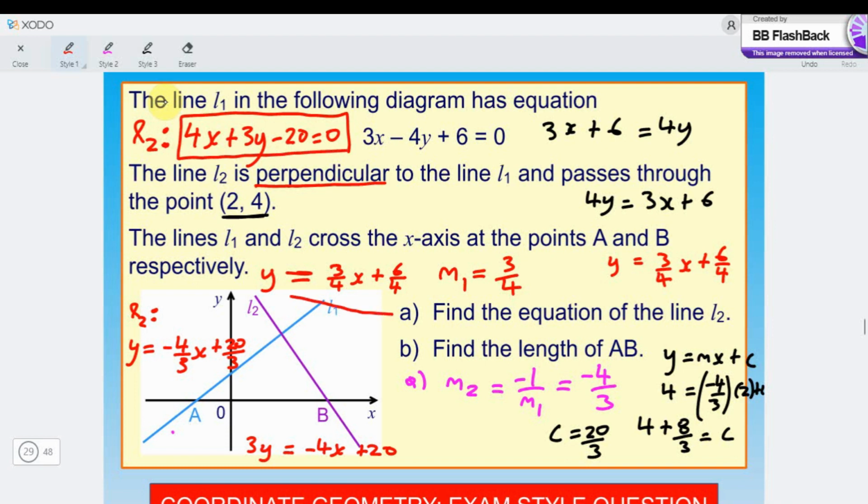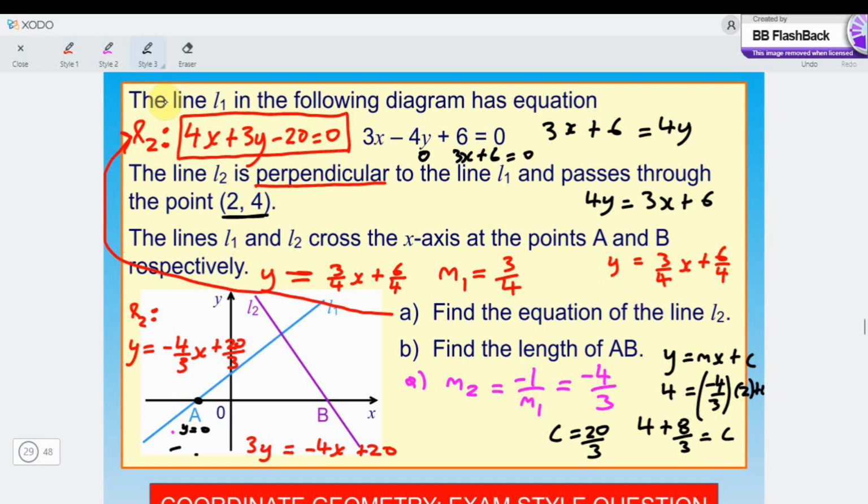So part A, right there. Now the second part is find the length of AB. So you need to find coordinates A and B. What is A? A is the x-intercept. What do we know about x-intercept? The y value is 0. So if the y value is 0, you put 0 right here, this is 3x plus 6 is 0. And if 3x plus 6 equals 0, then that means x is negative 2.